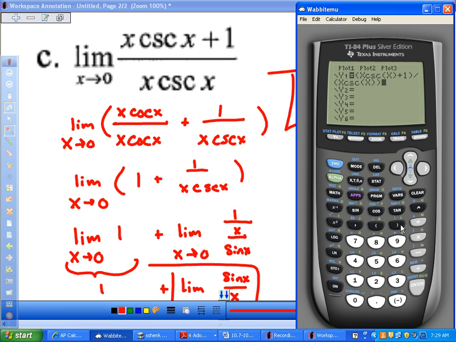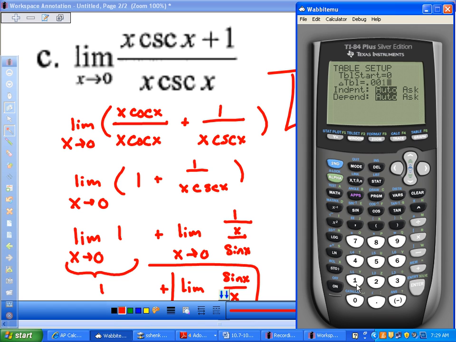Again, I don't like to look graphically. I think it makes more sense to me personally to see the data table, the table of values. So I'm going to go into my table set. I want my table to start at 0. We're looking at the limit as we approach 0, so I want the table to start at 0, and I'm going to increment by 0.001.